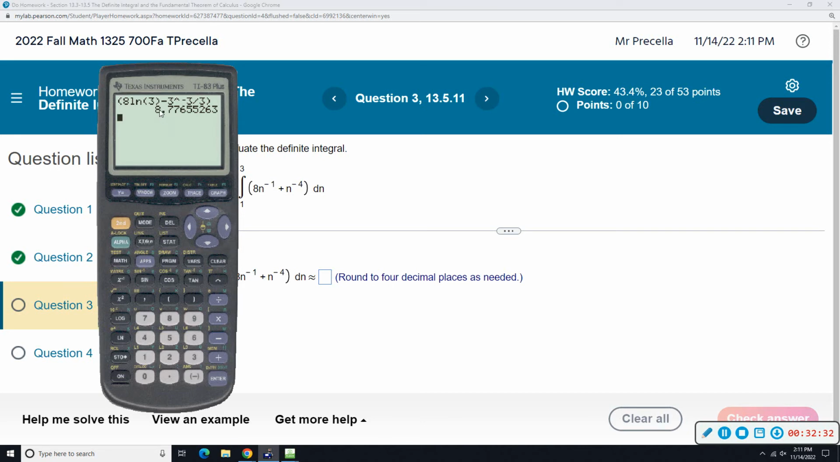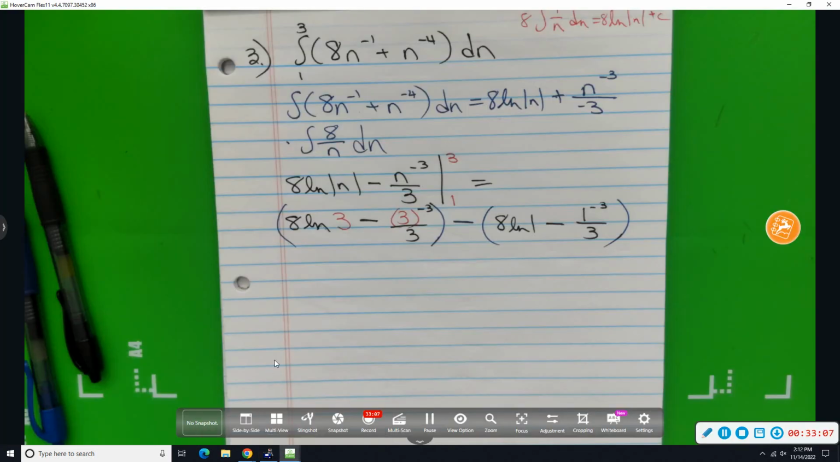Okay. And we have that big long thing there, 8.77, what have you. I'm not going to round until the very final answer, so I'll say minus. Now I'm going to punch in the stuff in the second set of parentheses. 8 ln 1. Why did I say that was nice? What's the natural log of 1? 0. I agree. So 8 times 0, that's 0. Minus, oh, wait a minute. Oh, my Lord. It just now dawned on me.